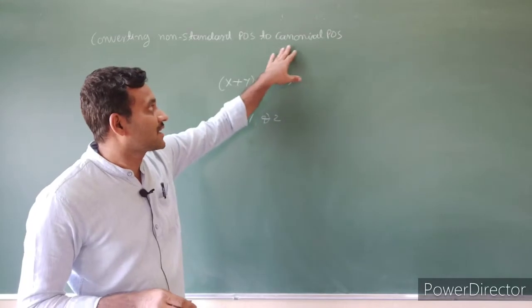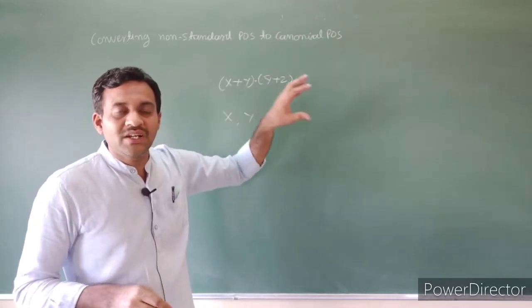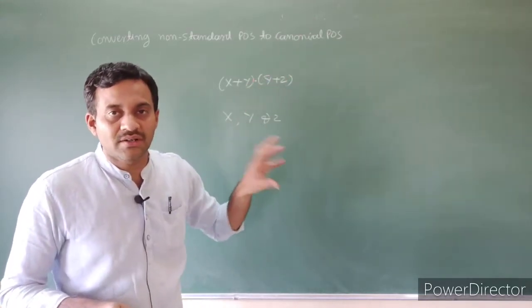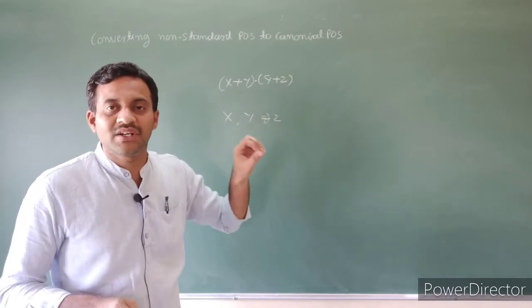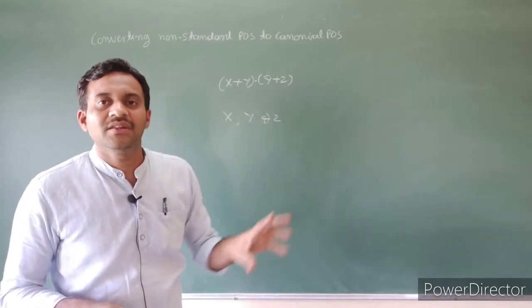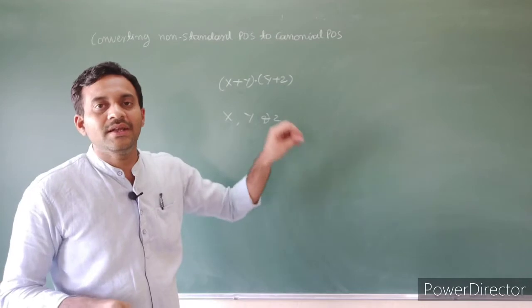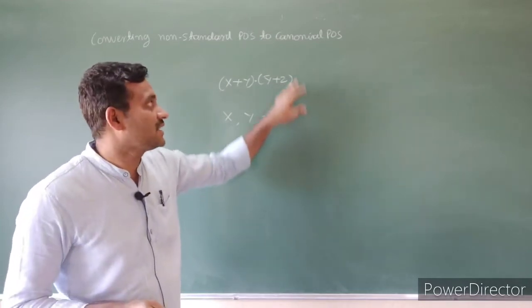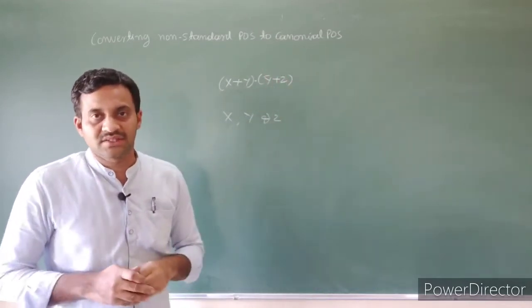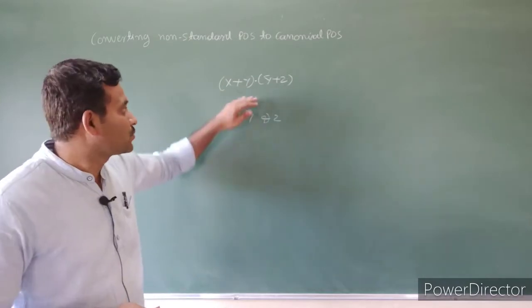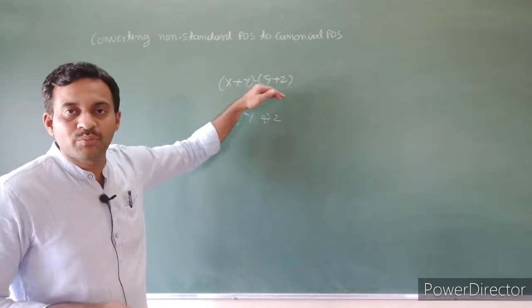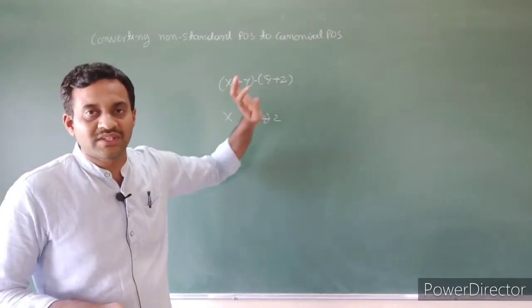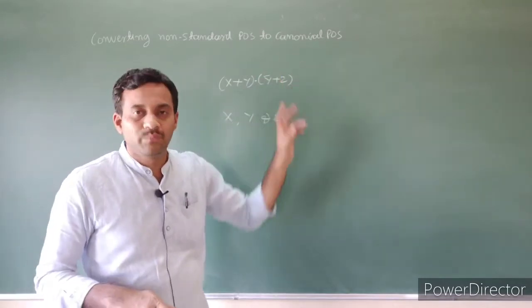When the expression is completely made of max terms, and those max terms are logically multiplied, then we say it is a canonical POS. Here we discuss how to convert non-standard POS to standard POS. Here standard means canonical POS.